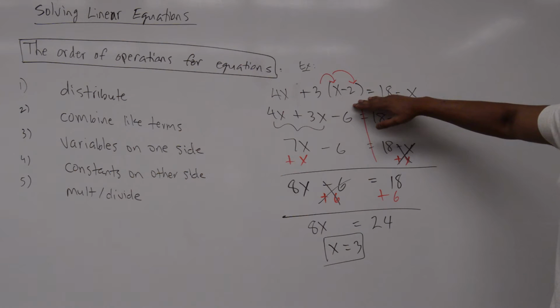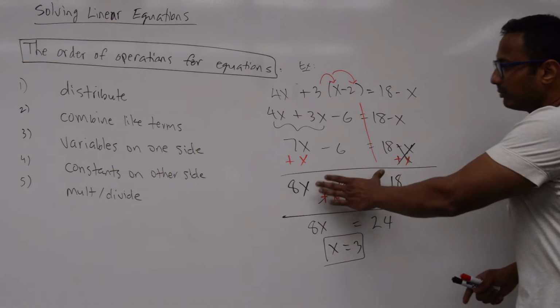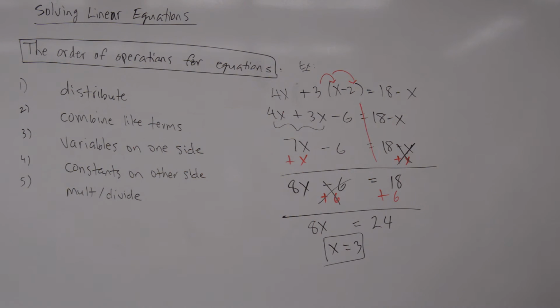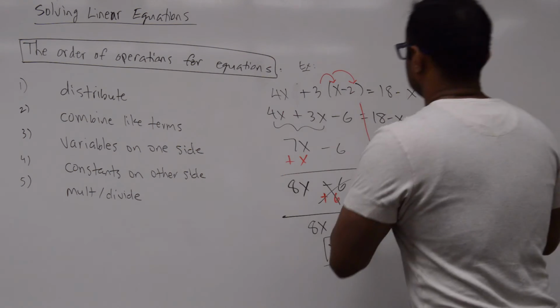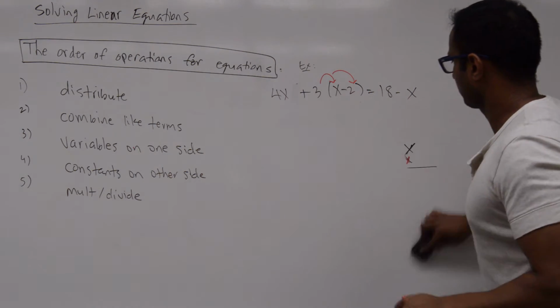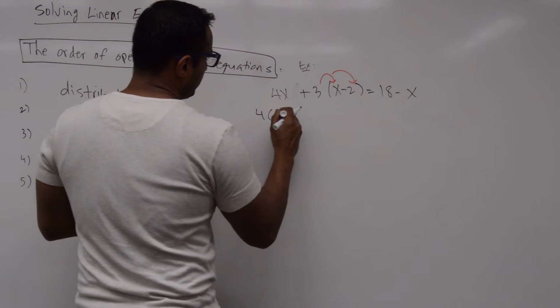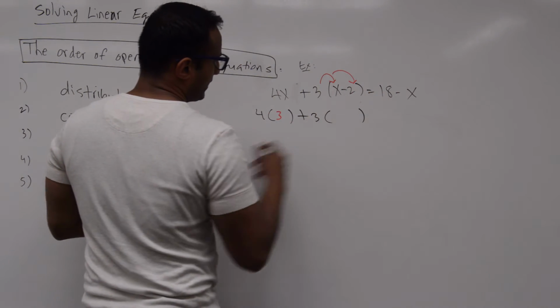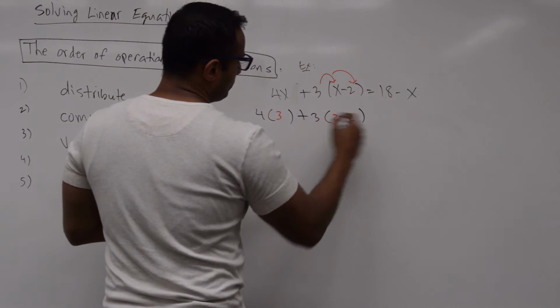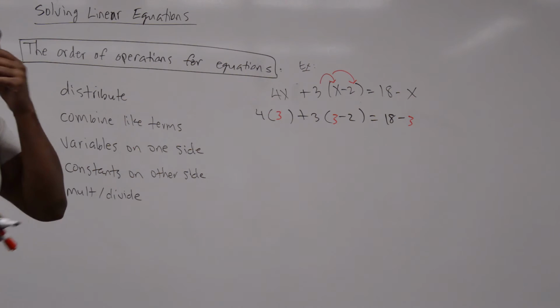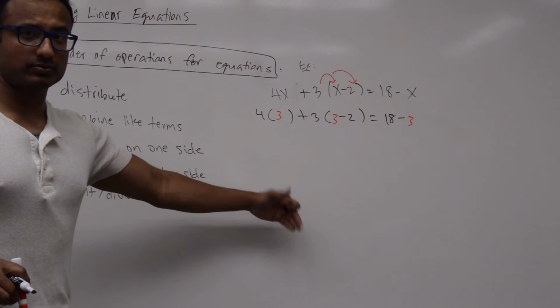You go back to your original equation. You don't go back to a simplified form because when you simplified, you may have made a mistake. So you always want to go back to the original equation. And every time you see an x, you're going to replace that with a 3. So instead of 4x, we're going to get 4 times 3. Instead of x minus 2, we're going to get 3 minus 2, and instead of 18 minus x, we're going to get 18 minus 3. So every time we see an x, we're replacing that with what we got for x, which was 3.